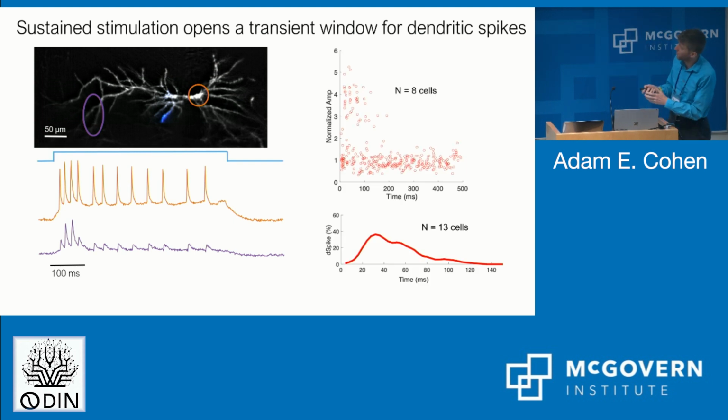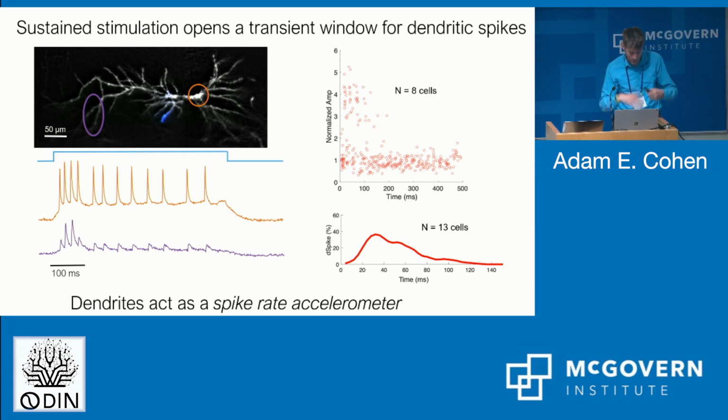And this is a robust effect over many cells. Depending upon where we stimulate them, the details change. But basically, over many cells, a stepwise increase in the spike rate at the soma leads to, after a little delay, a transient increase in the amplitude of the voltages out in the dendrites. Okay? And so we can summarize all of these data by saying that the dendrites look like they're acting like a spike rate accelerometer. So when you have an increase in the spike rate at the soma, you get a transient window where those spikes can make it into the dendrites. And we think this has important implications for plasticity rules, which I'd be happy to discuss maybe during a break or some other time.